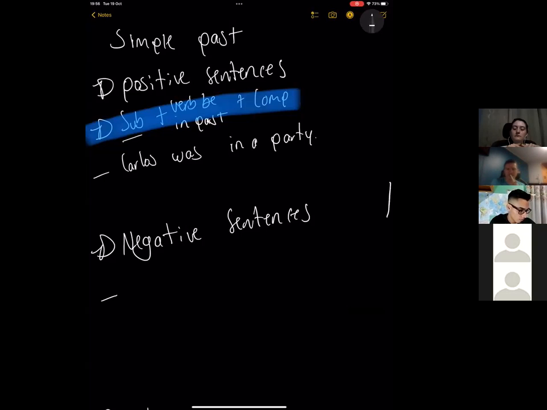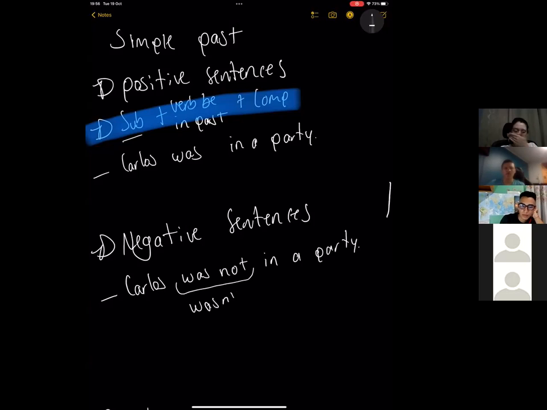¿Quién se acuerda? Cuando tenemos be, ¿dónde va el negativo? Was not. Exactly. Then it will be Carlos was not in a party. Very important. Instead of saying was not, you can say wasn't. It is pretty much the same thing.